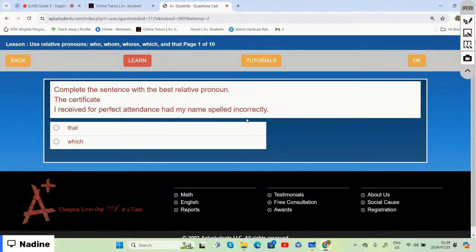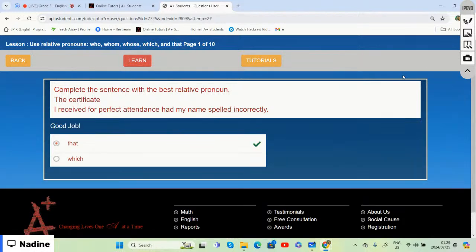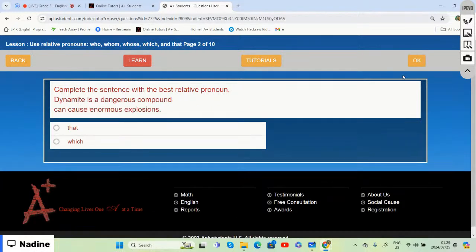All right, so the certificate, do we say? Let's go with option one, that everybody says: the certificate that I received for perfect attendance had my name spelled incorrectly. And that is correct, right? So instead of using any other relative pronoun, that is correct.